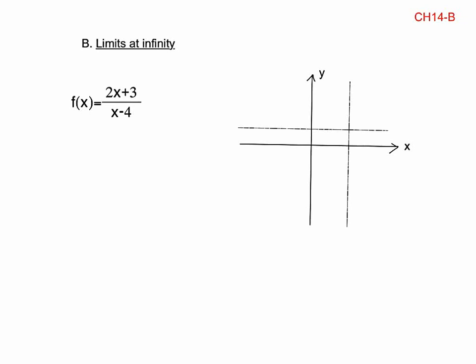In this video, we will talk about the limits at infinity. Given f of x is equal to (2x + 3) over (x - 4), let's find the horizontal asymptote and vertical asymptote.